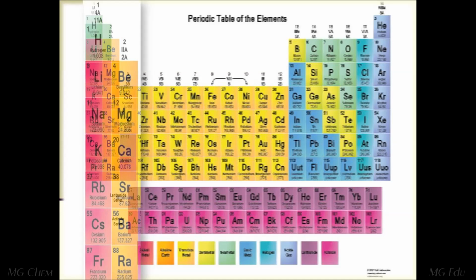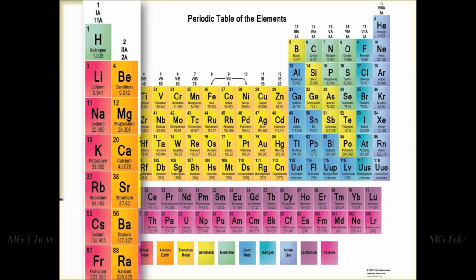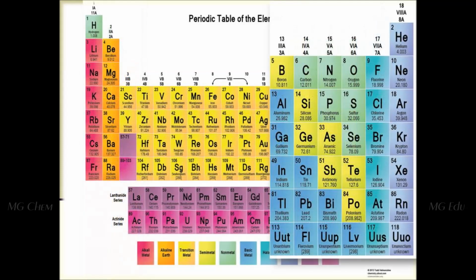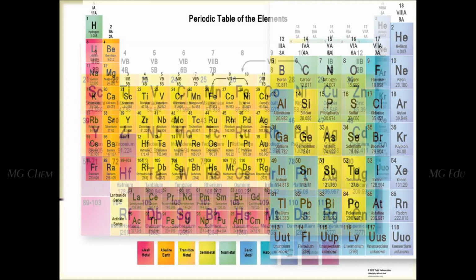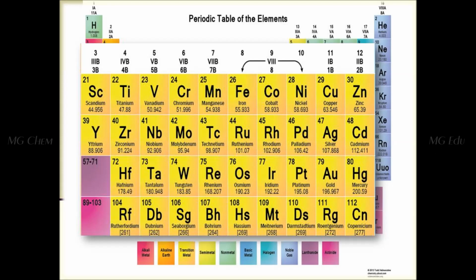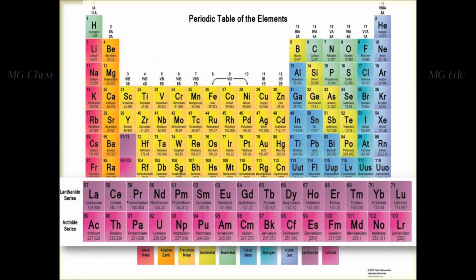Groups 1 and 2 are s block elements. Groups 13 to 18 are p block elements. Groups 3 to 12 are d block elements. From atomic number 58 to 103 are f block elements.